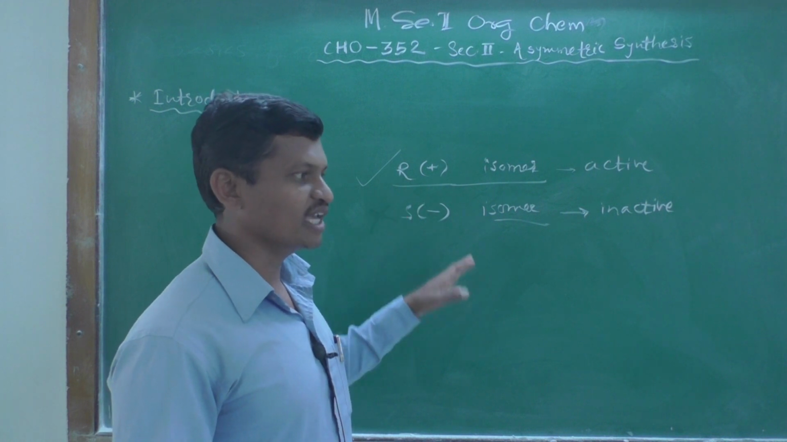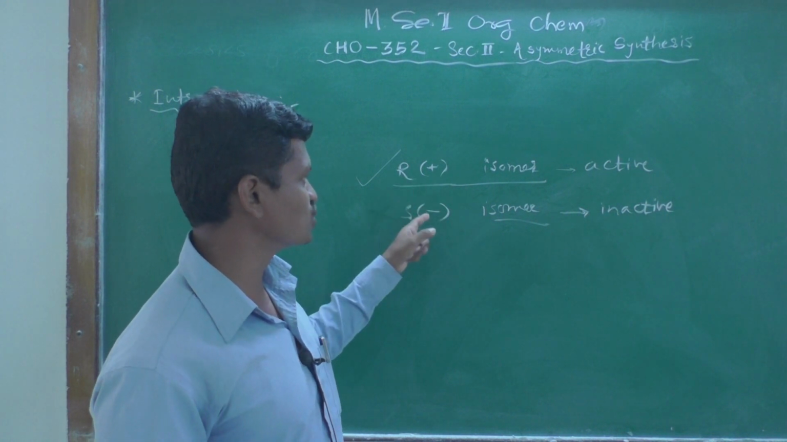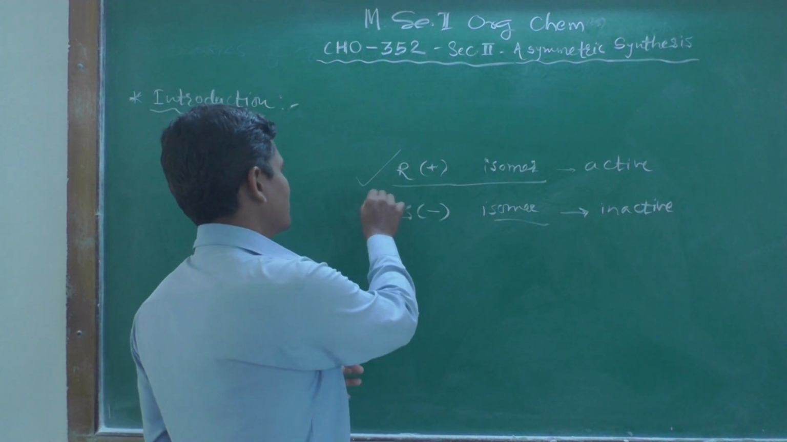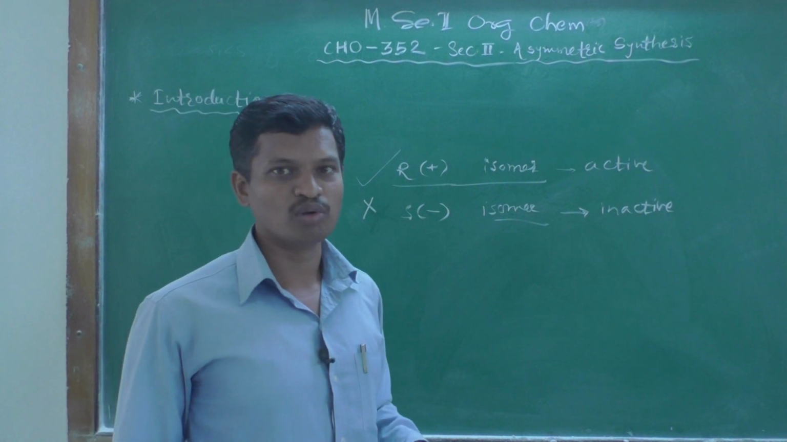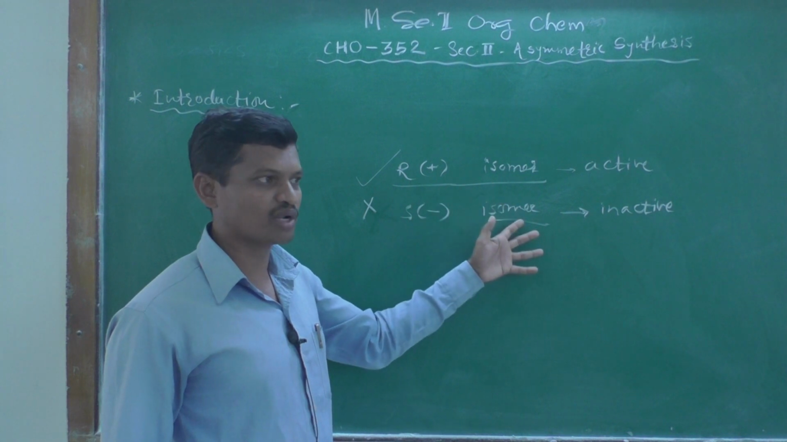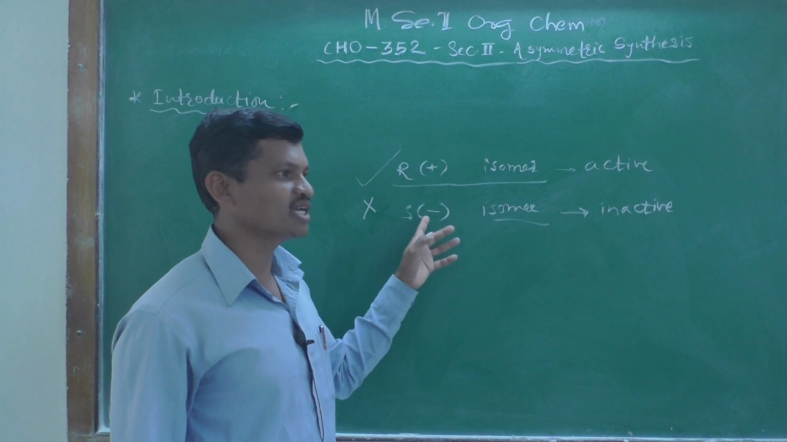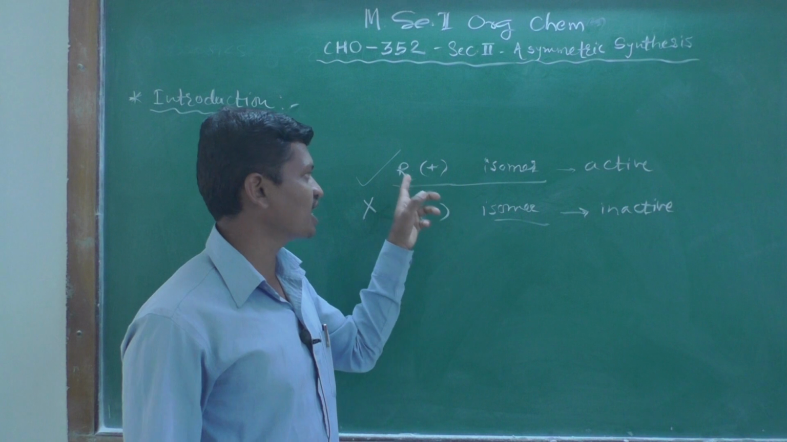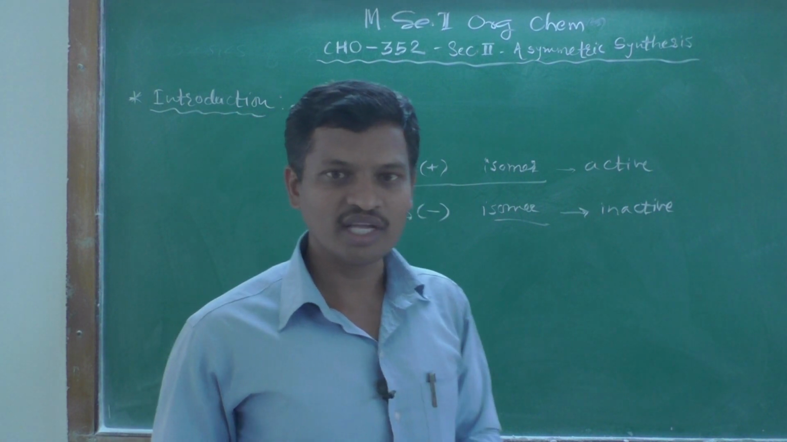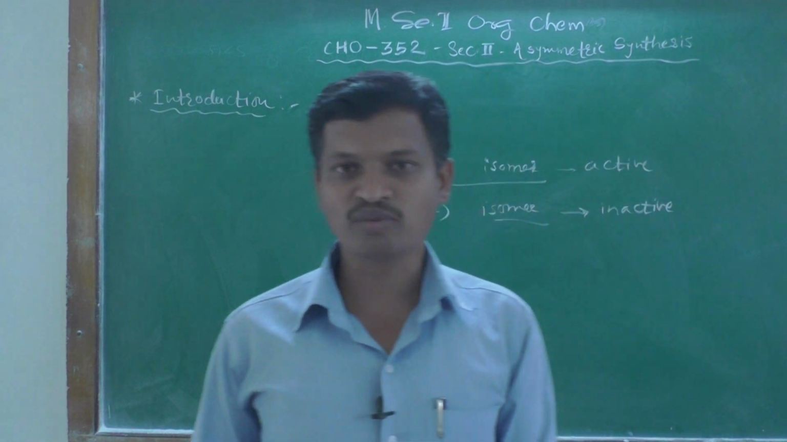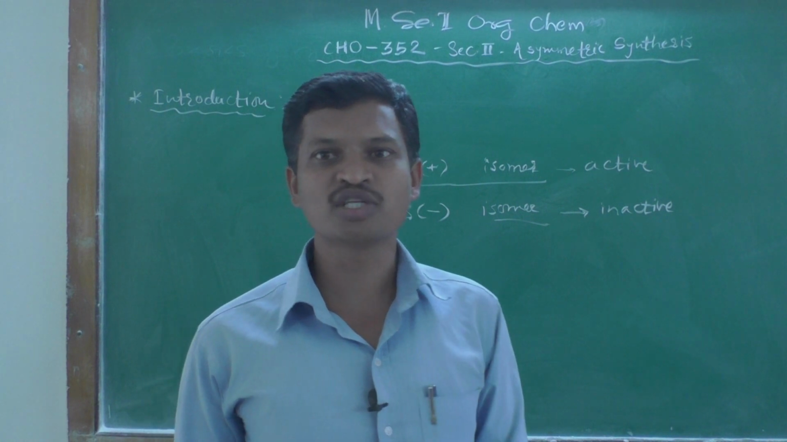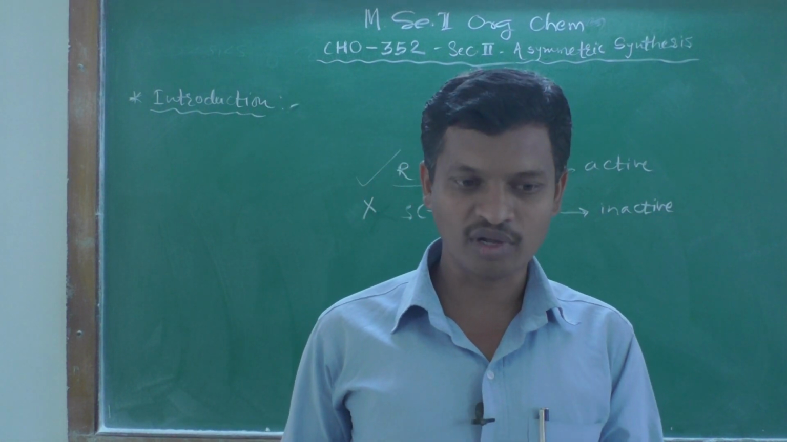Okay, but if we are getting a racemic mixture of these two in our reaction mixture, then such products are not useful, because whatever the percentage of this S isomer which is formed in that particular reaction, this S isomer is inhibiting the activity of this R isomer. Okay, and ultimately there is no use of such types of products.